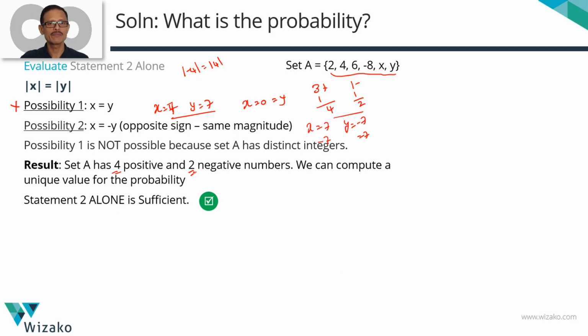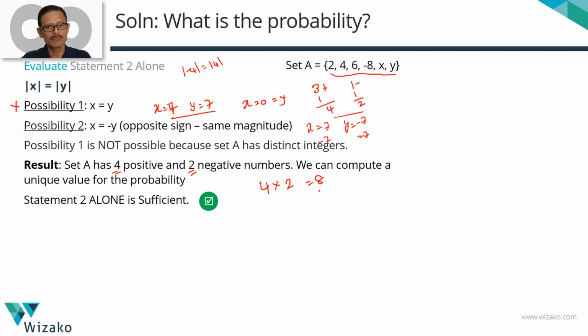How many ways can we select numbers whose product is going to be negative? We'll have to select 1 positive. How many ways can it be done? 4 ways. In how many ways can we select a negative number out of 2 numbers? You can do it in 2 ways. So the numerator of our probability is 4 into 2, which is equal to 8. We have a unique answer.